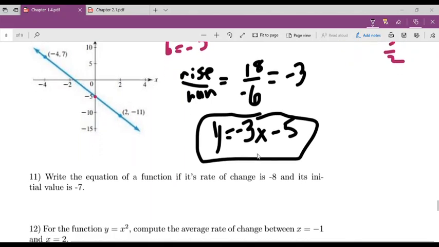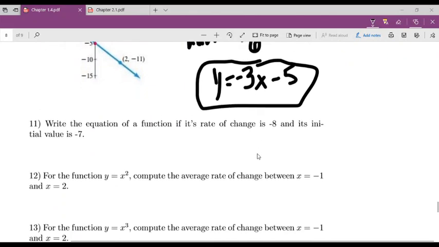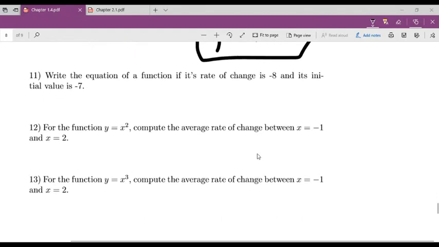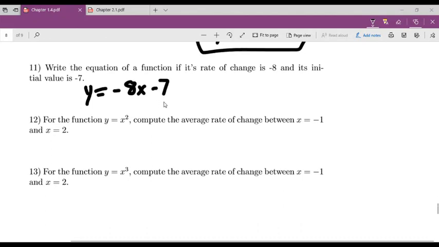Easy, easy, easy. Alright. 11 here says, write the equation of a function if its rate of change is negative 8 and its initial value is negative 7. Okay. So we've got to look at the rate of change and its initial value. Okay. So this one's pretty easy too. Y equals your rate of change. It's negative 8. That'll be at x. Your initial value is negative 7. That's your b. Good to go.